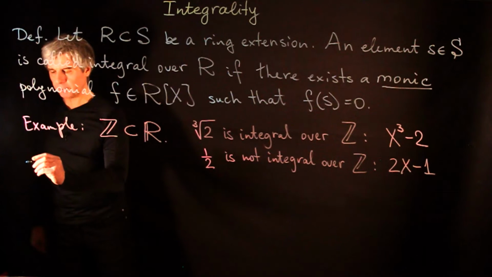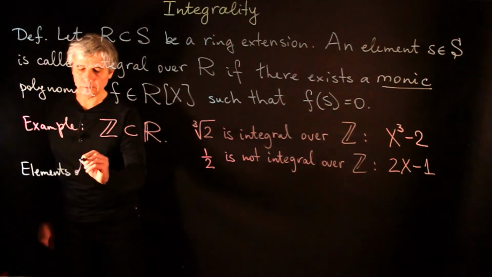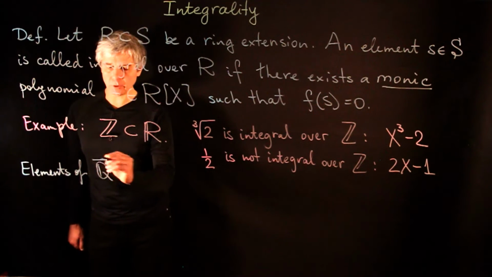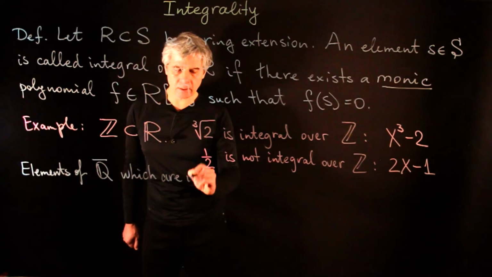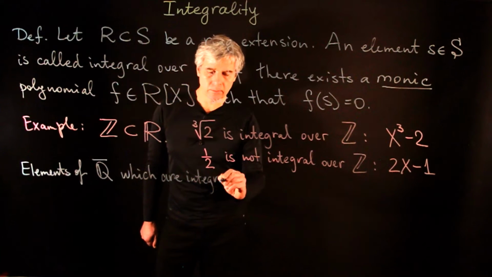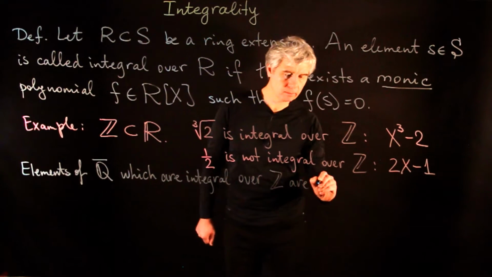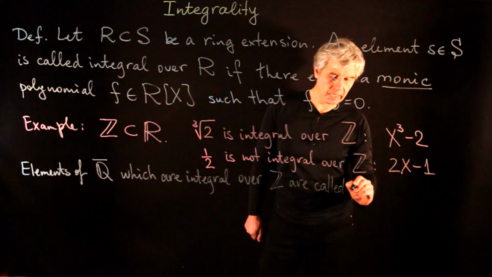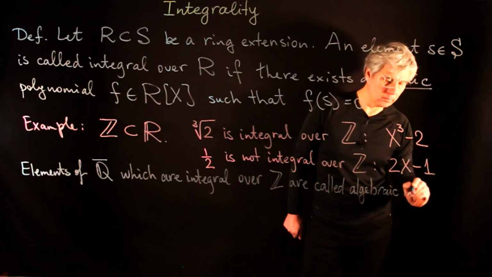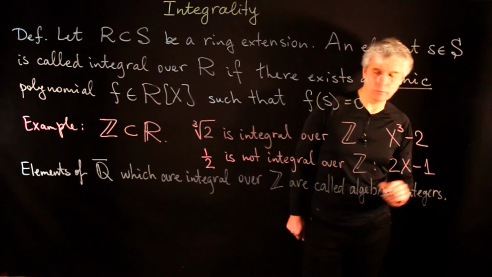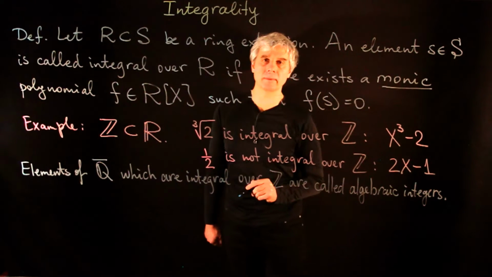And we give the following definition. Elements of Q bar, the algebraic closure of Q, which are integral over Z, are called algebraic integers. So, for example, cube root of 2 is an algebraic integer, but 1/2 is not.